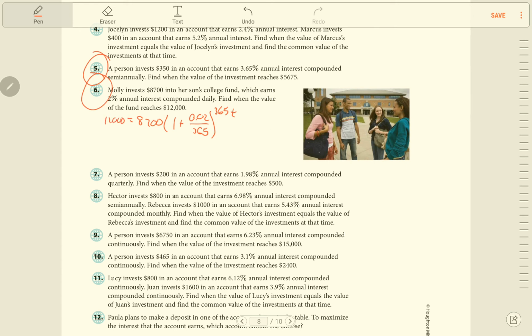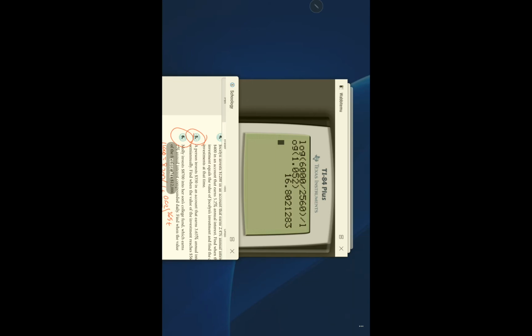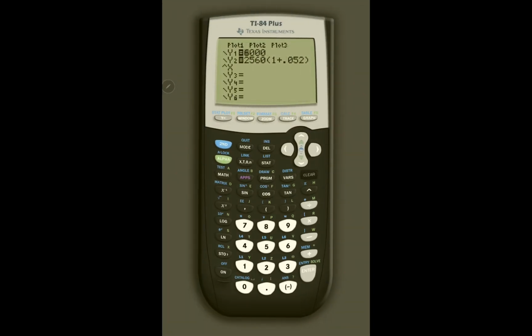Once it's set up, you can type this mess in your calculator. Be careful about how you type it in, because otherwise it won't show up right. Let me show you that here. So 12,000 and then 8,700. So 0.02 divided by 365. Whoops, I missed the 0.02. There you go. And then you want to put parentheses around your exponent here, 365x. Like that.